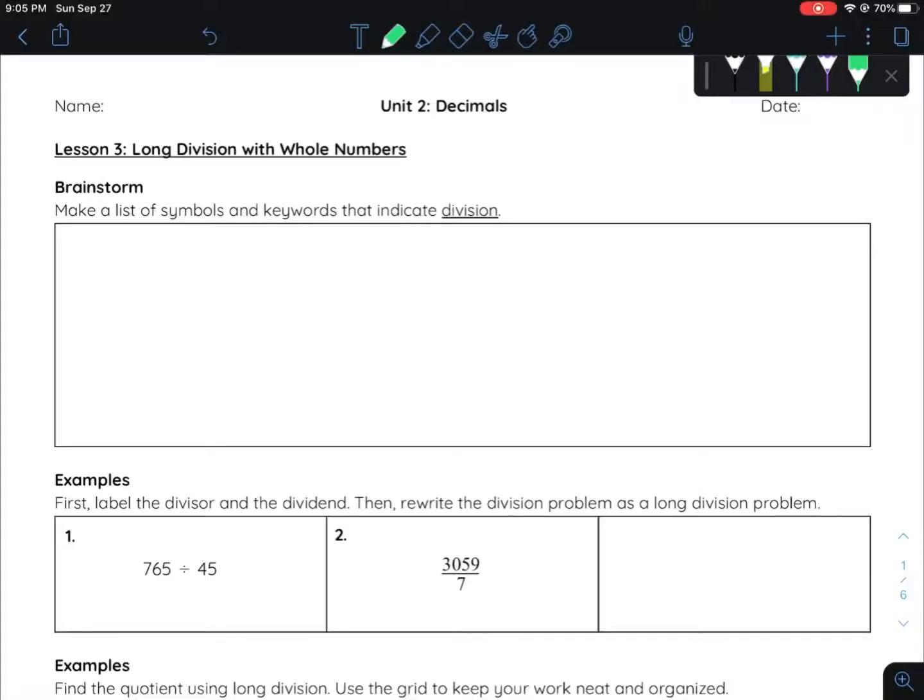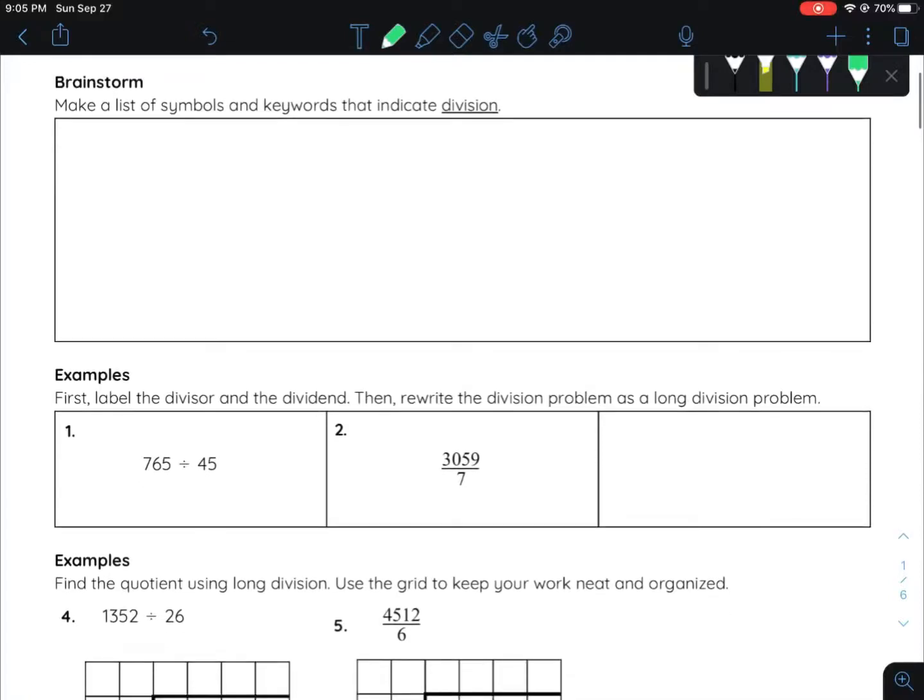We're starting lesson 3, which is long division. We'll move on to long division with decimals after we've reviewed in today's lesson. So just to start, let's make a quick list of some words that indicate division. We've seen a few of these in our word problems, and we'll continue to see them throughout the school year.